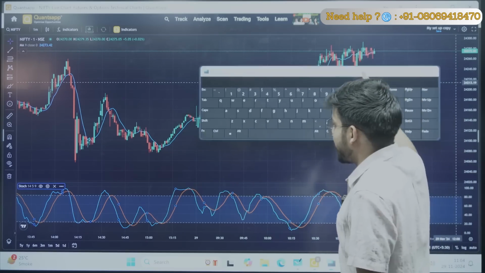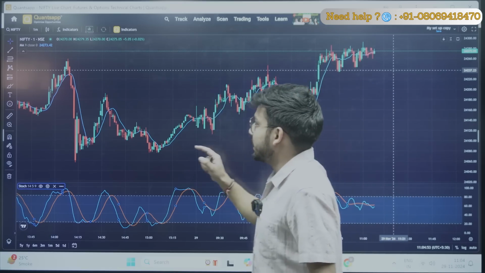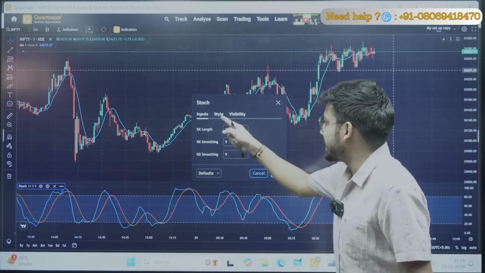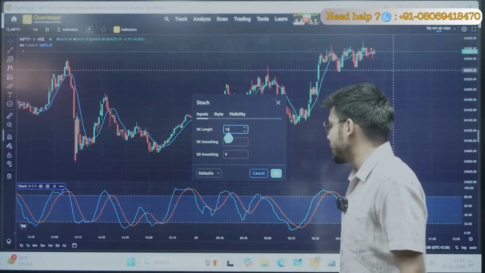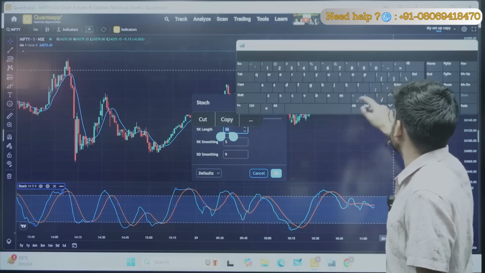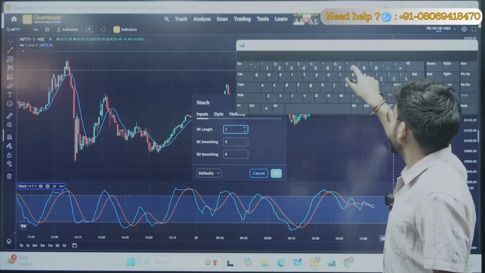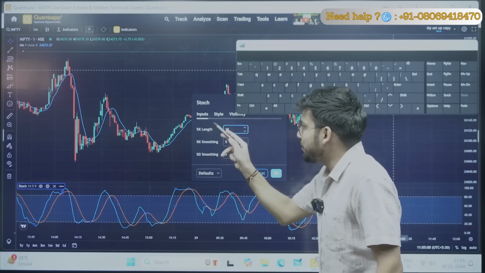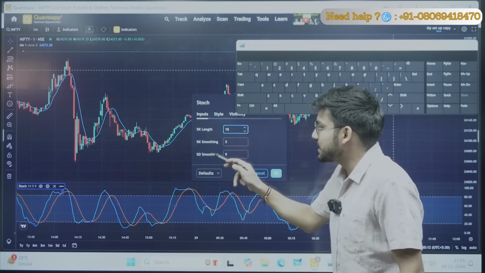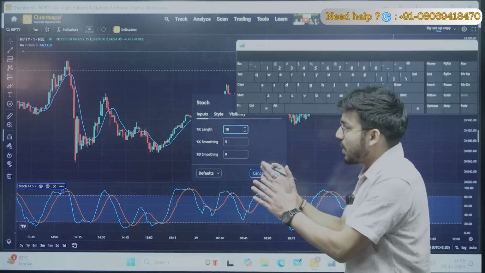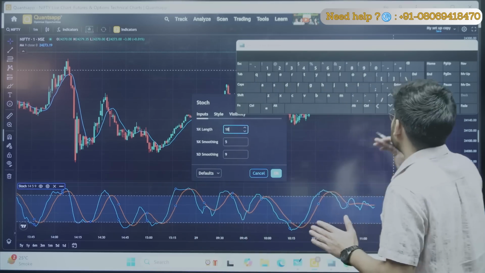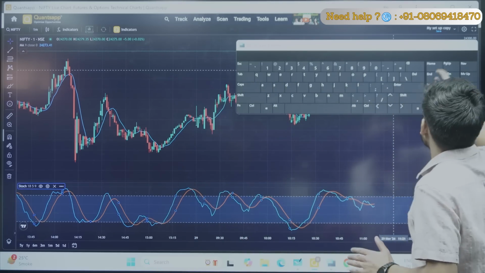Now there was one more setting that I forgot to tell you. In stochastic, you can see the K length is 14 and you just have to change it to 18. So I will change it to 18 as well. So you can again see the K percent length will be 18, the K smoothing will be 5, the D smoothing will be 9. You have to put the exact readings here, only then you will be able to use this strategy. Then okay.